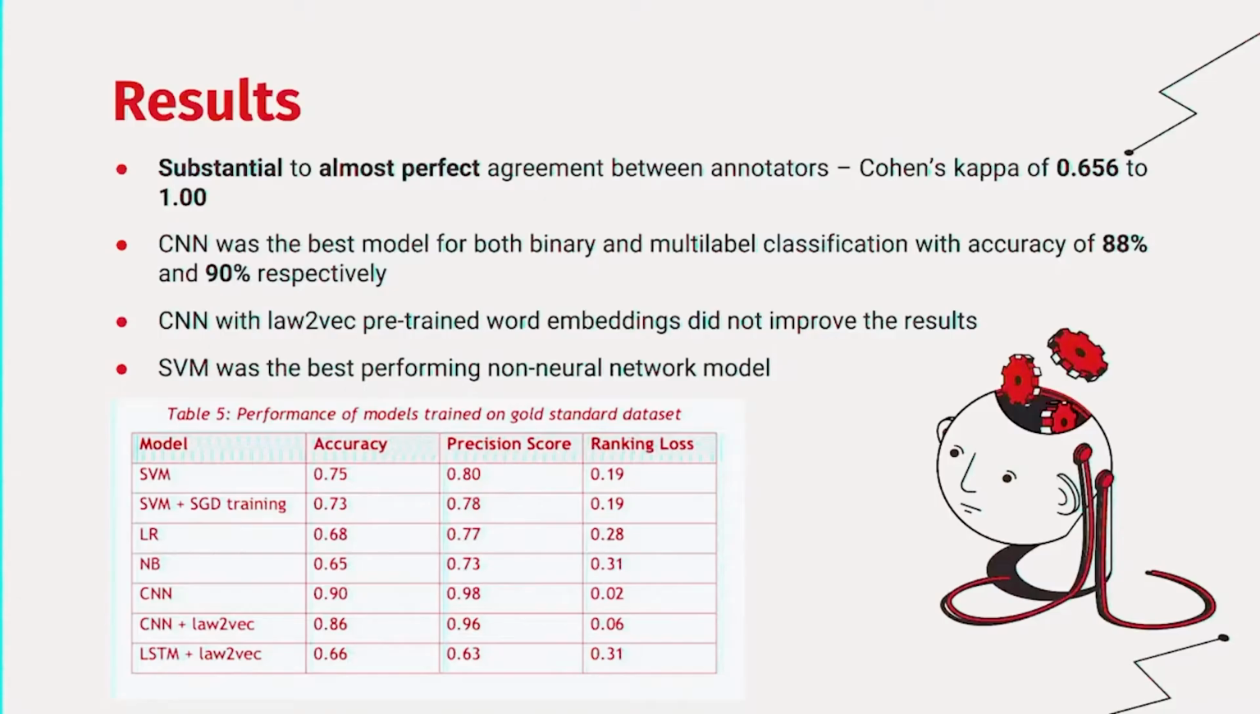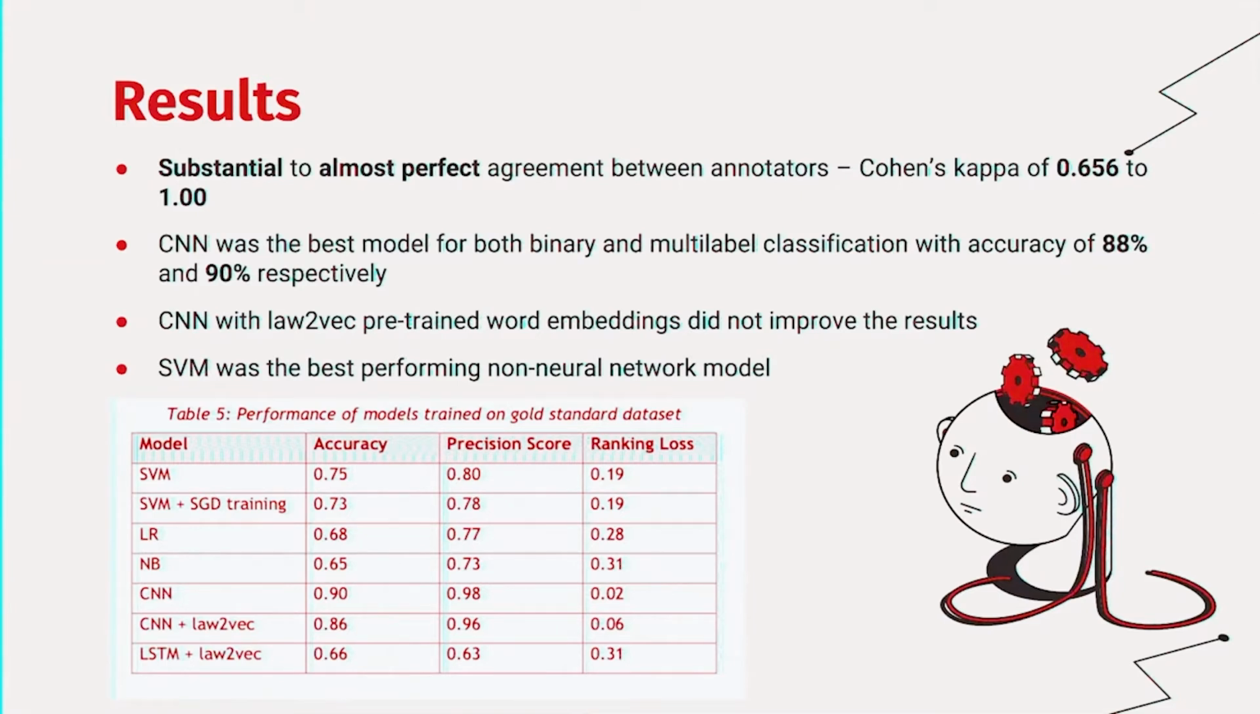And finally, the results. There was substantial to almost perfect agreement amongst the annotators. This means that they properly interpreted my instructions when they were annotating the contracts. And in terms of the model performance, the support vector machine was the best performing traditional model, while the CNN was the best performing model overall for both tasks that I did.